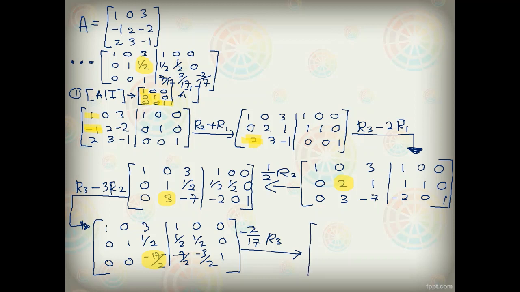So write first the rows that won't change, that do not involve the operation. Now row 3 will change. When we multiply with minus 2 over 17, it becomes 0, 0, 1, and minus 7 will become positive 7 over 17, 3 over 17, minus 2 over 17. Am I doing the correct calculation? Okay, so yes, they are correct.